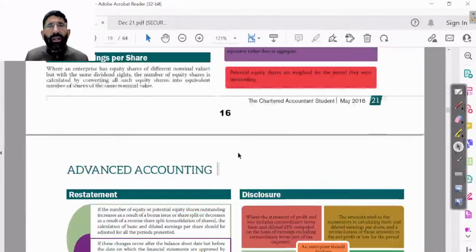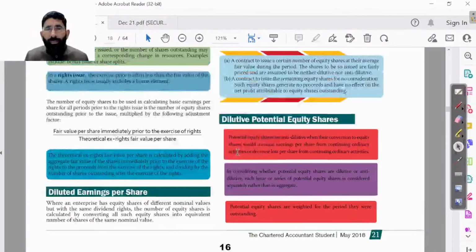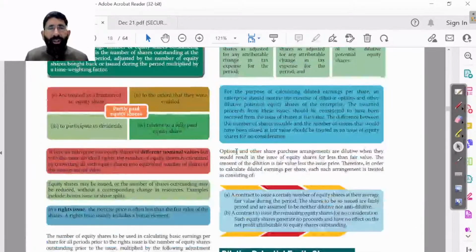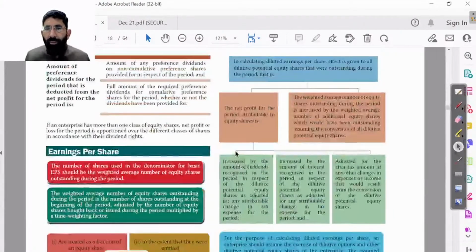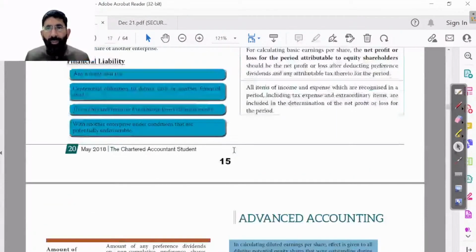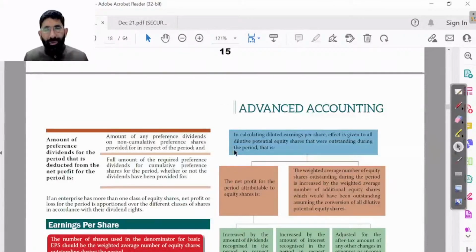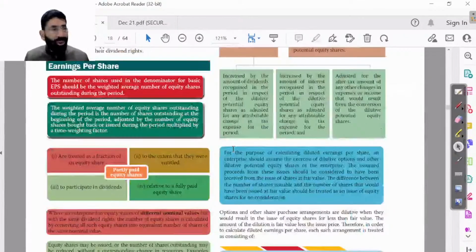Now going to discuss bonus shares and right shares. So tell me, what are bonus shares? What is meant by bonus shares?